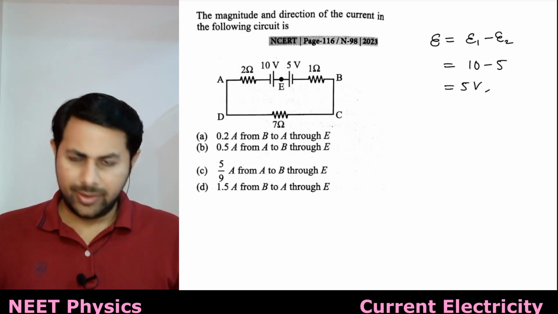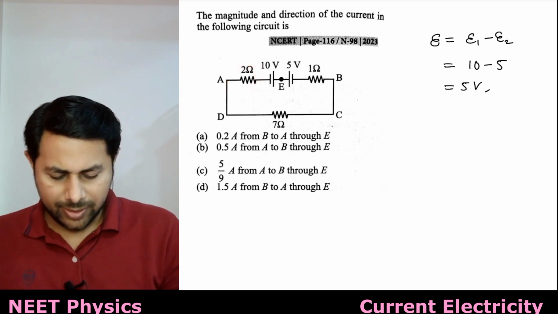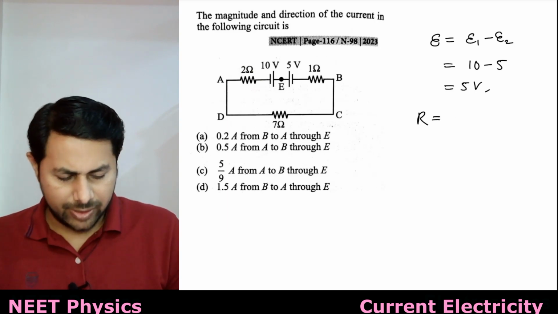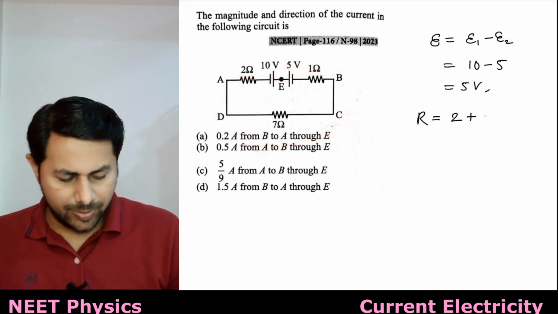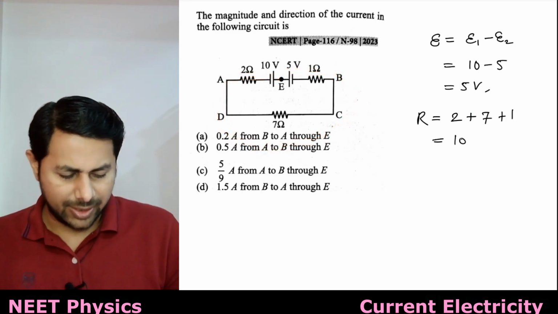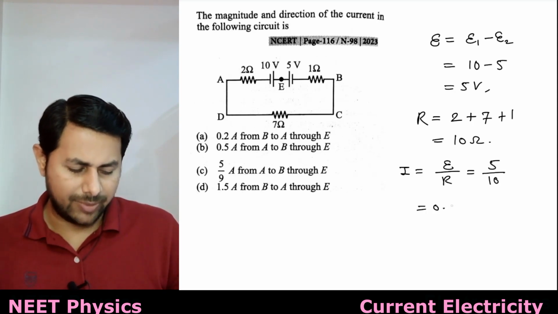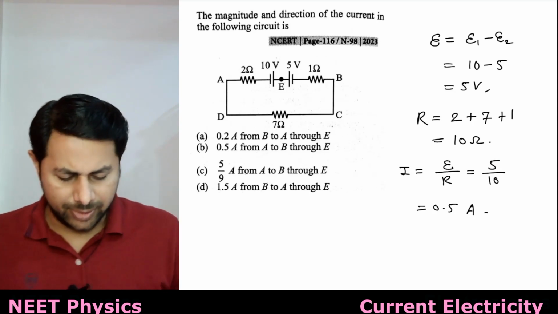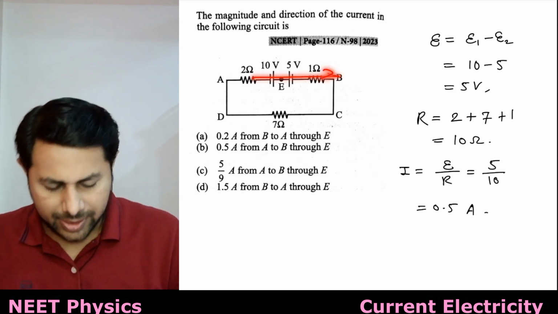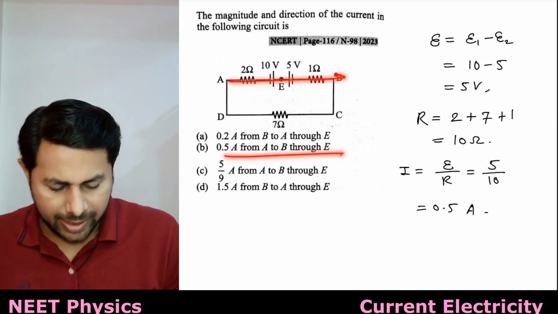Okay, good. Then you just have to find out the total current. So what's the total resistance? R is equal to 2 ohm plus, this is all in series, 2 plus 7 plus 1, so that means 10 ohms, and therefore I is just E divided by R, so that is 5 by 10, which means 0.5 amperes. And it goes in this direction, from A to B through point E.